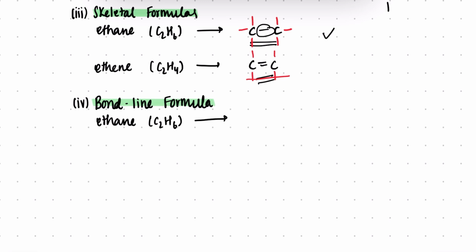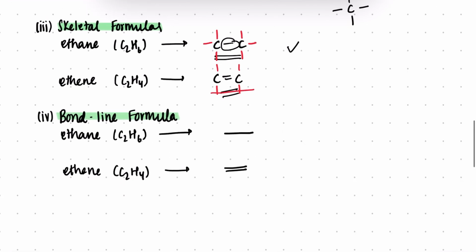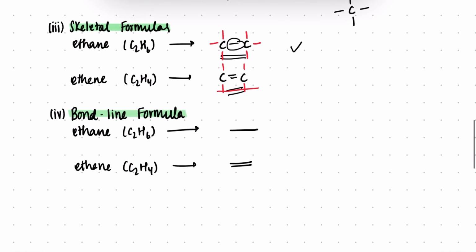C2H6. This would be represented as just a line. This is not a really good example, but for the sake of comparison, I'm using ethane and ethene. C2H4, and this would be a double bond. Now, when we get to the bigger example, you'll see what exactly makes these different.